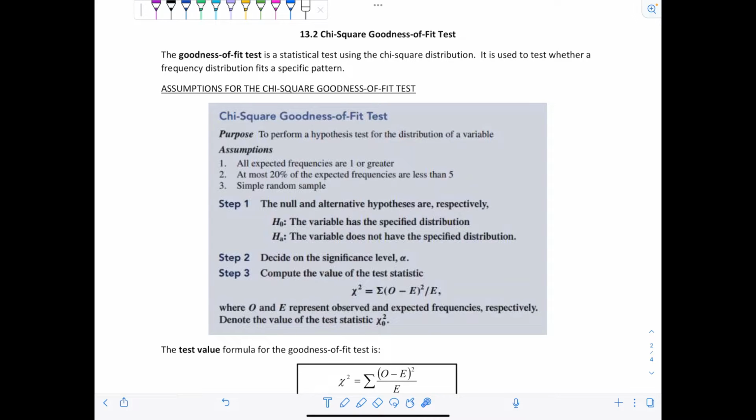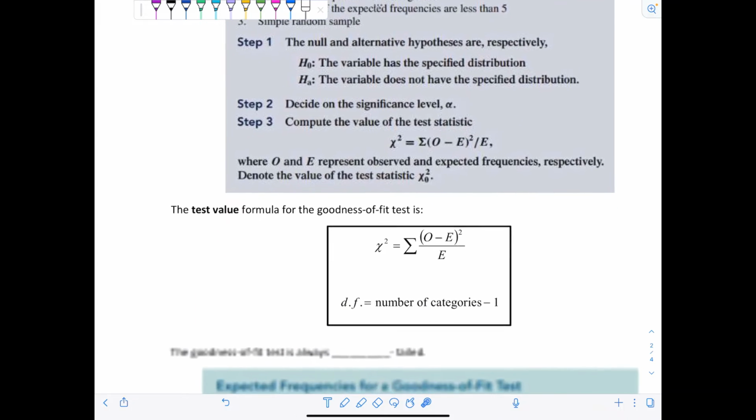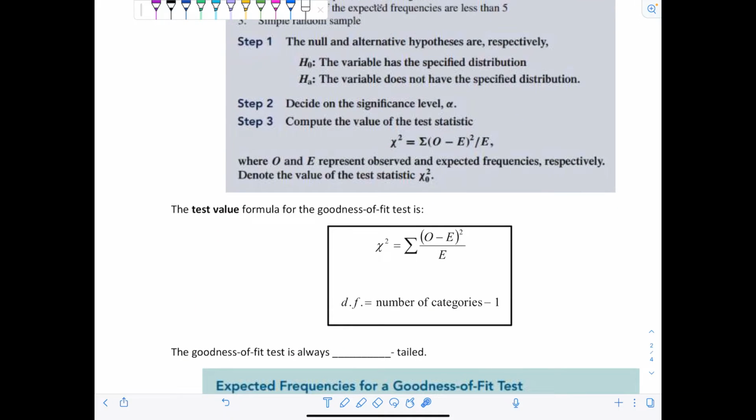And then step 1, when you're performing a hypothesis test, for the null hypothesis you typically write that the variable has the specified distribution. You can sometimes, or you would actually write out what it is. It just depends. And then the alternative, sometimes you would see it say the variable does not have the specified distribution, or H naught is not true, something like that. It's a little bit more vague. And then same thing, decide on the significance level. And then to compute the test value of the test statistic, the formula is as follows.